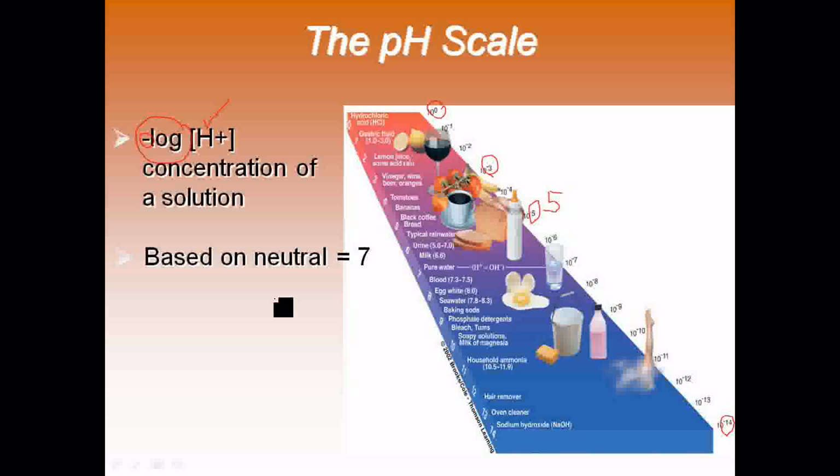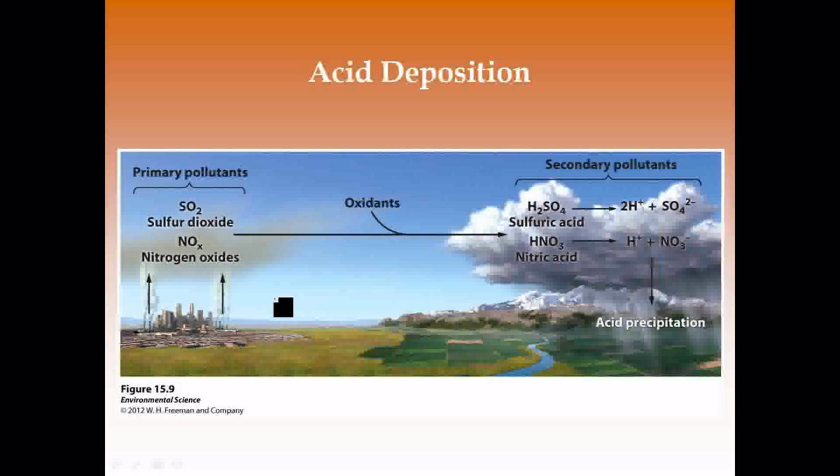However, that's not the definition of acid rain. Acid rain's definition is a pH lower than 5.6. Write it down. A pH of less than 5.6 is considered acid rain.